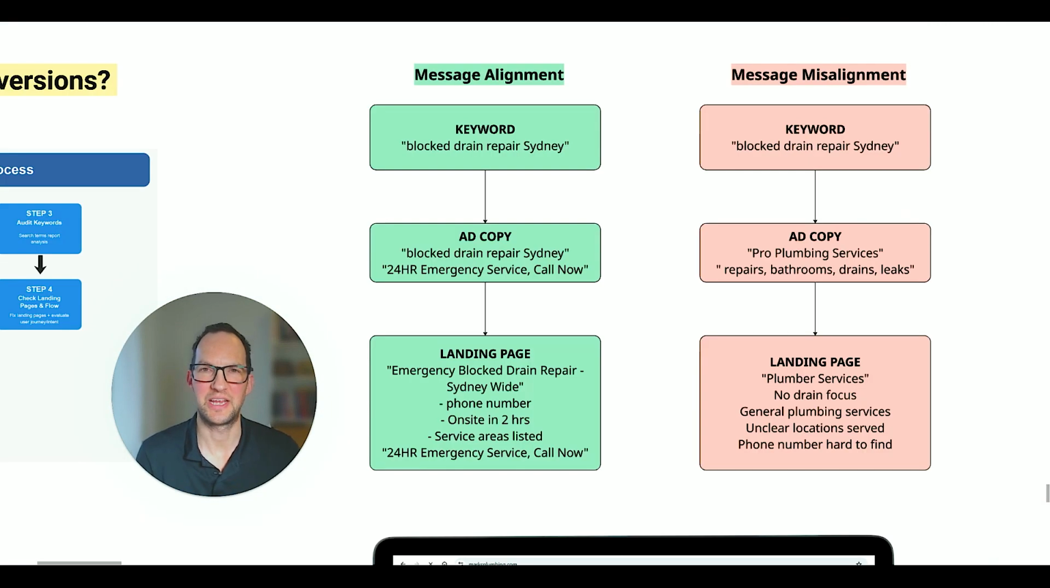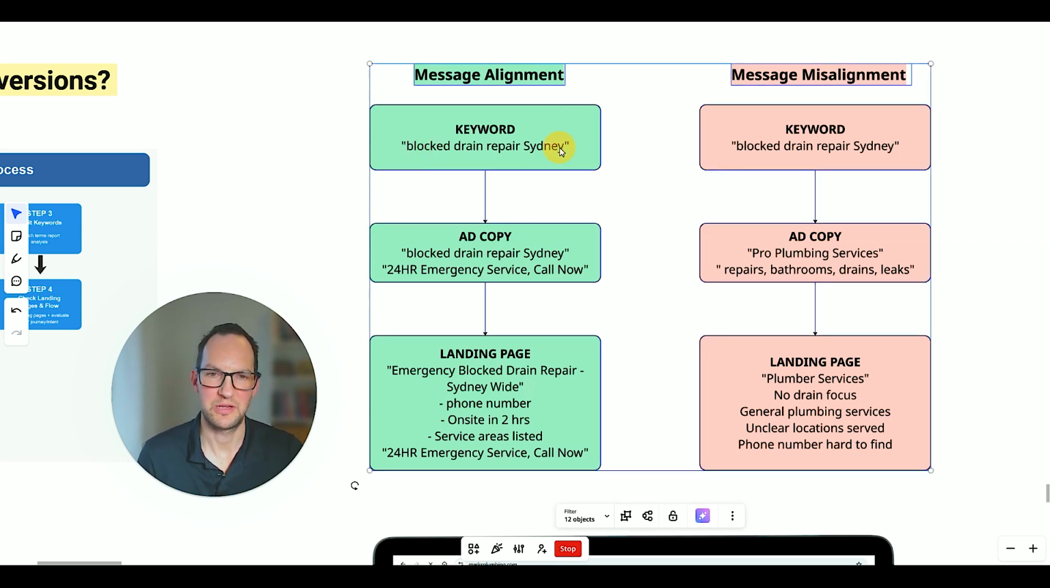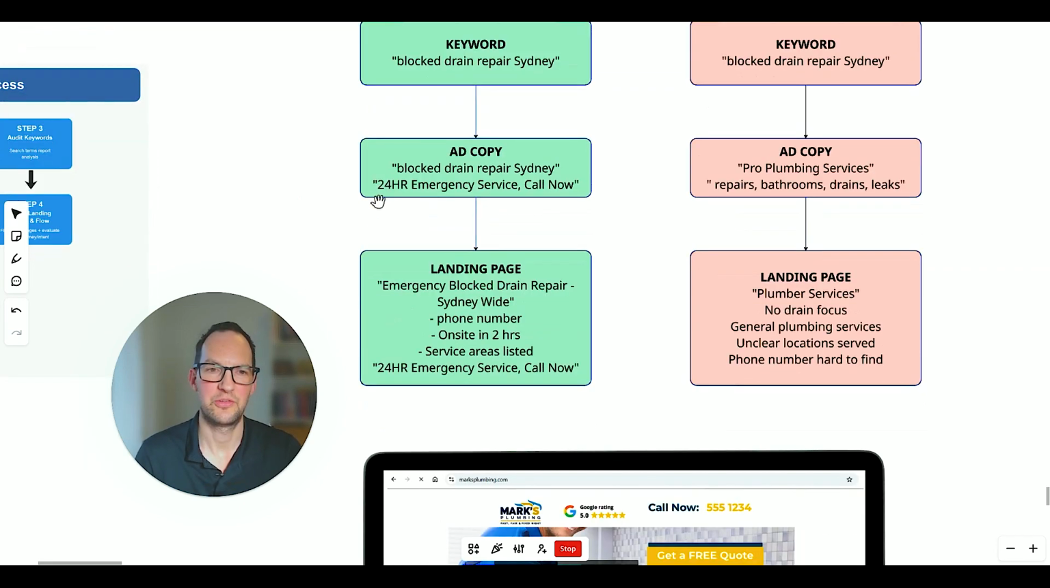When you're running any marketing campaign, it's really important to make sure that there's message alignment. And what I mean by that is if you have a keyword, blocked drain repair Sydney, you want your ads to also talk about repairing blocked drains. So for example, block drain repair Sydney, 24-hour emergency service, call now. And you also want your landing page to be focused around that. So the landing page should be something like emergency block drain repair Sydney. And you have the phone number and you have a little bit of copy about how you can be on site quickly. And that would make a good landing page.